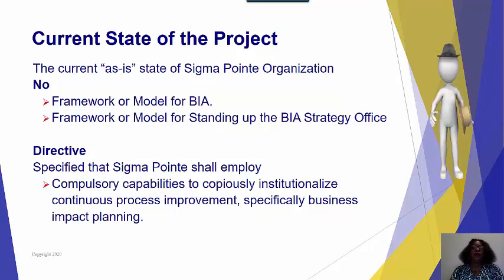Three, there was a directive. What was that directive? It specified that Sigma Point shall employ compulsory capabilities to copiously institutionalize continuous process improvement, specifically business impact planning. Part 1 of this 3-part investigation.